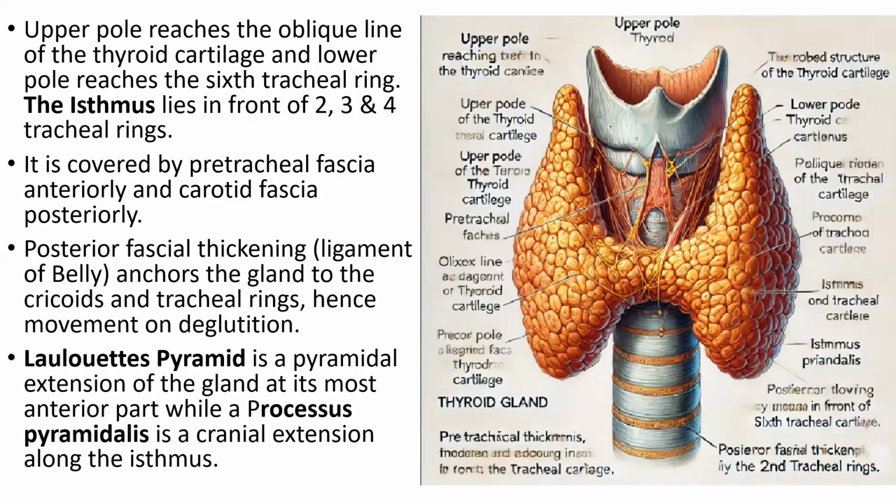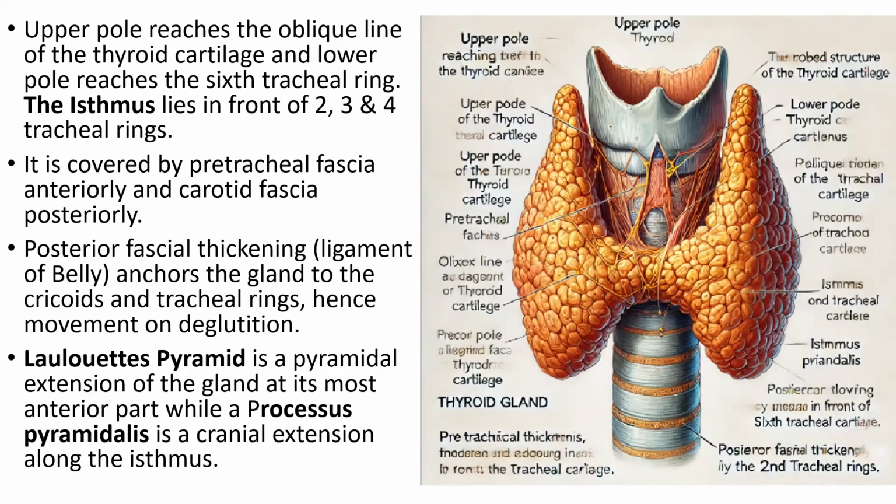Posteriorly, it is covered by the carotid sheath. And there is a special point which makes the thyroid move on deglutition: this posterior fascia thickening, sometimes we call it the ligament of Berry, anchors the gland to the cricoid and tracheal rings. That's why you usually have movement on deglutition, because of this ligament of Berry.